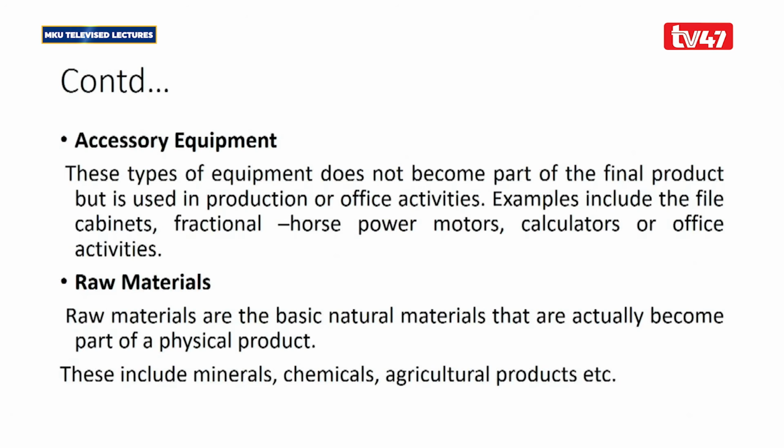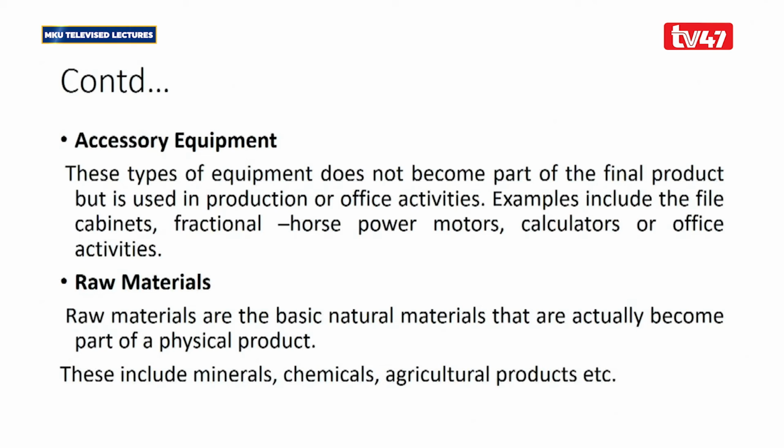There is also the accessory equipment, and this does not become part of the final product, but they are used to enhance production, and therefore they are goods that are used to enhance production, but they are not part of the final product. And we have a very good example like the file cabinet. We need file cabinets in the office, but these file cabinets are not part of the final product. Even an organization like Safaricom has different file cabinets where they are filing different files. Their cabinets are not part of the final services that they give.